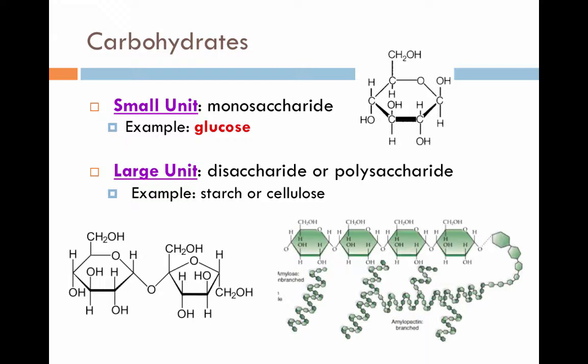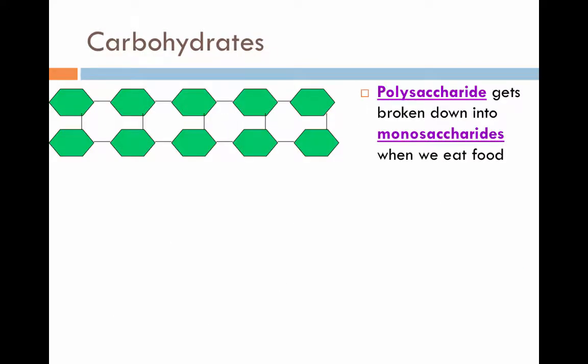Starch is what makes up breads and pastas and rice. You eat starch all the time. Cellulose is what makes up plants. So starch and cellulose are types of polysaccharides, which are types of carbohydrates. Like I just said, we eat polysaccharides all the time. So I made a picture of polysaccharides. We have a bunch of hexagons stuck together.